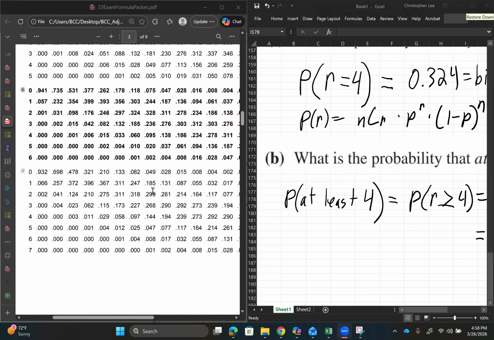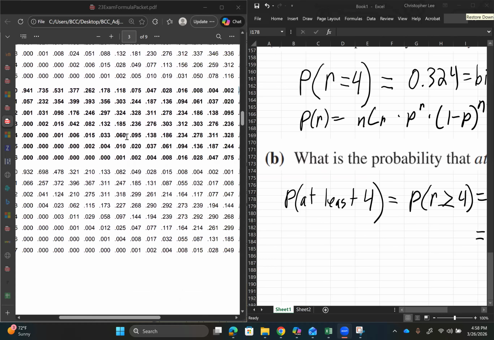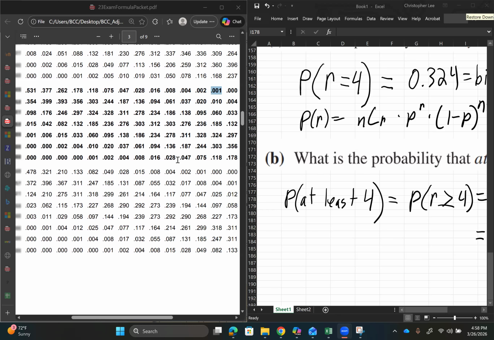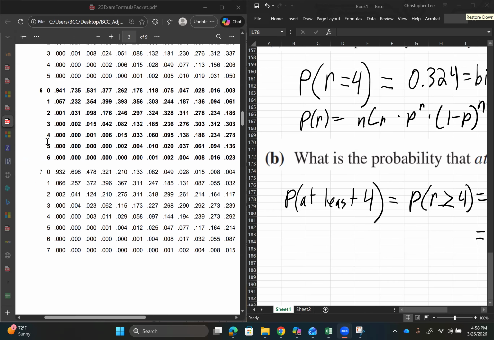So our N is 6. We kind of did the work on this already, right? So the column that I want is right here. But I want the numbers that are at least 4. So I want 4, 5, 6. Right? So I'm looking for these numbers, 4, 5, 6 going down.